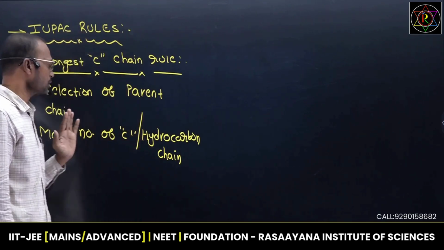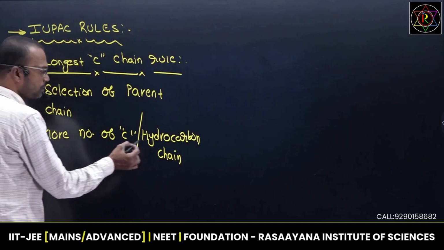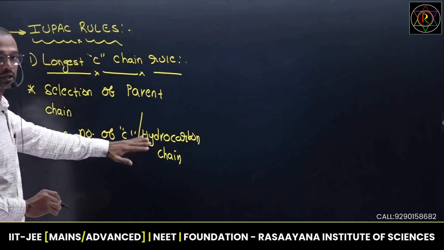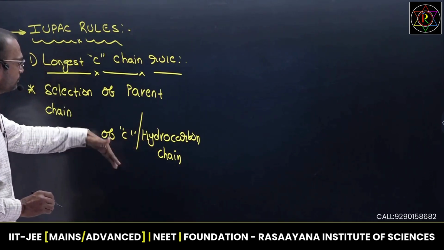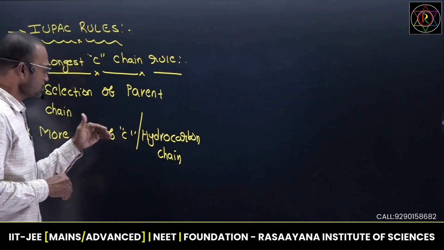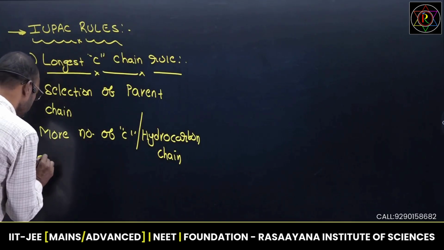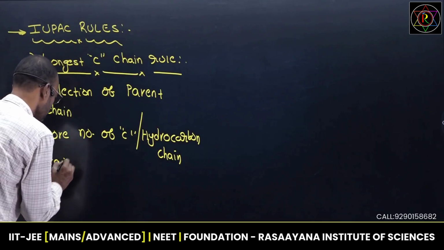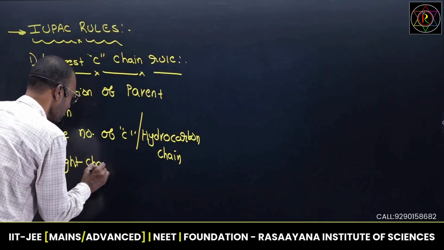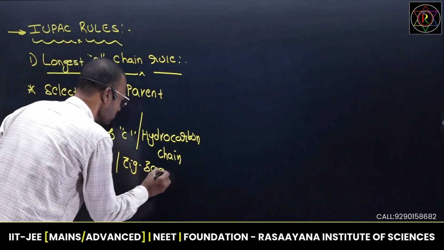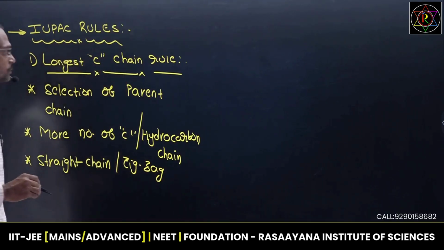So what is a parent chain? The chain which carries more number of carbons in the longest part of the skeleton is called the parent chain. The parent chain may be a straight chain or a zigzag chain. So don't think that a parent chain always has to be a straight chain.